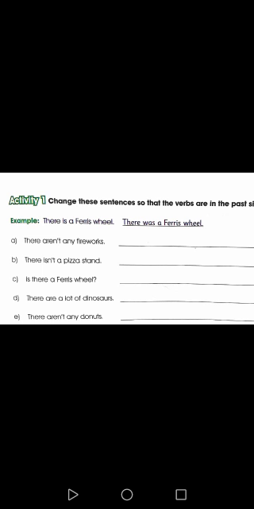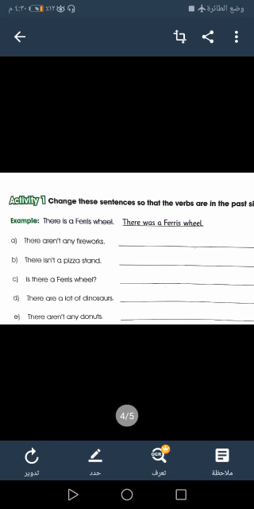Letter D. There are a lot of dinosaurs. Who can answer letter D? Excellent. There were, not there are, there were a lot of dinosaurs. We will change are to were. There were a lot of dinosaurs.